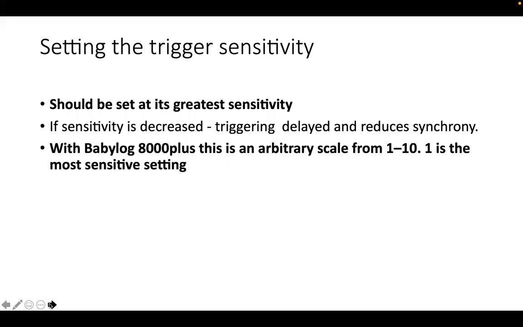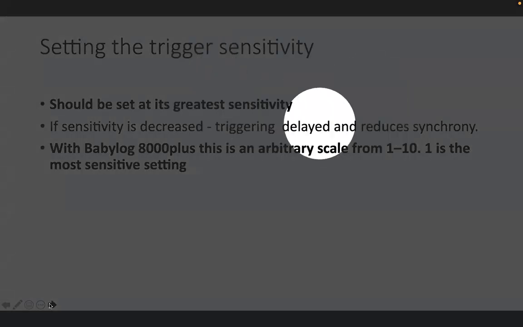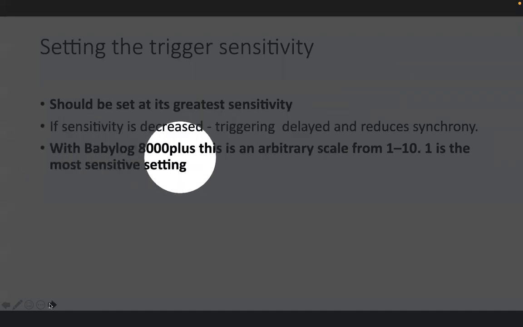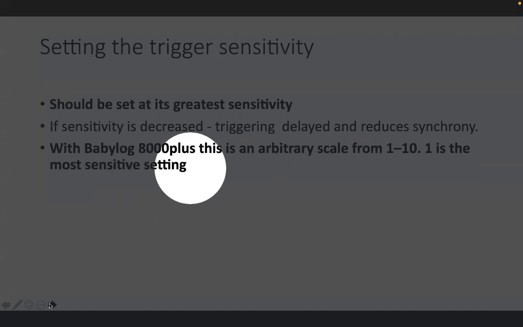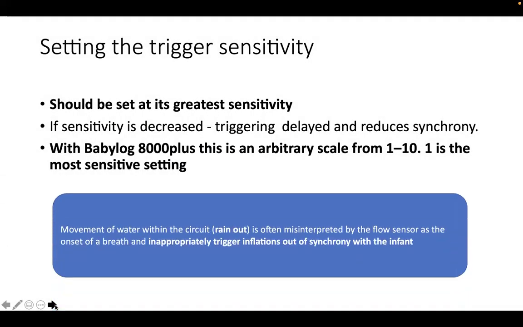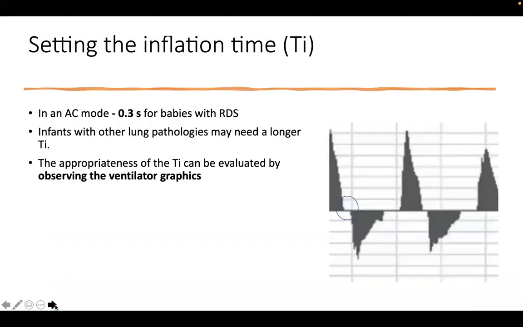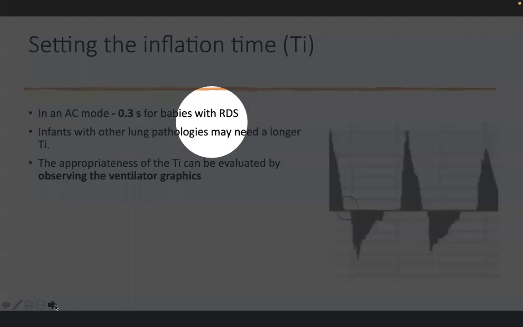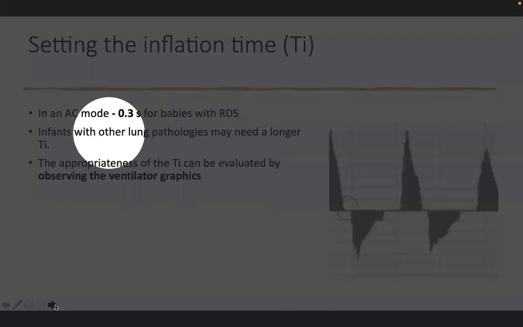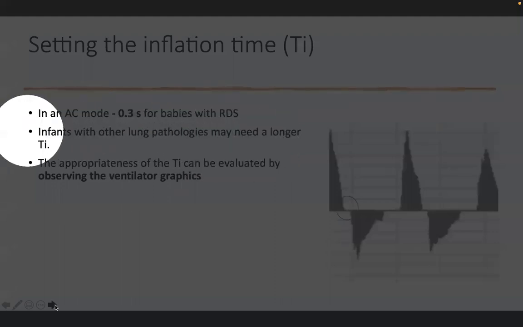Coming to the trigger sensitivity, it should be set at its greatest sensitivity. With Babylog 8000 plus, this is a scale from 1 to 10. 1 is the most sensitive setting. And setting the inflation time in SIPPV mode, 0.3 seconds for babies with RDS. Infants with other lung pathologies may need a longer TI.